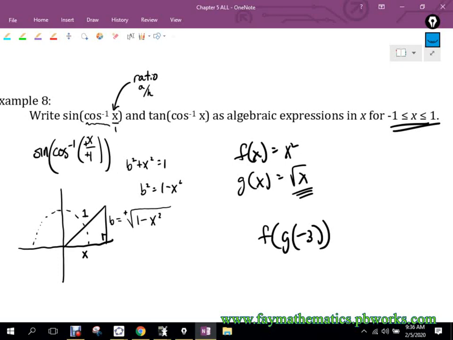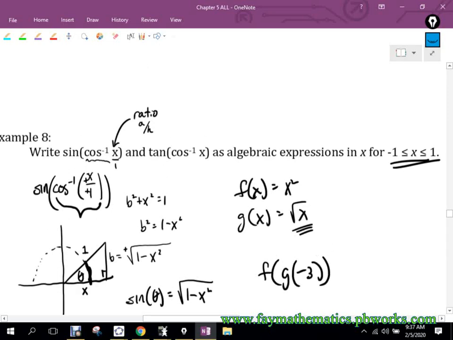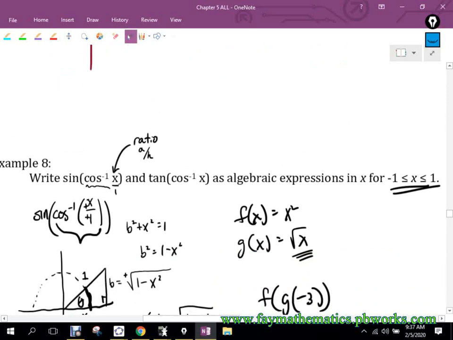Okay, so now, remember that stuff right there is going to provide an output of an angle. And that angle that it provides is that one right there. So now I can change this to sine of theta. And what is the sine of theta here? It's opposite over hypotenuse. So that root over 1, which is just obviously that root, right? Does that make sense?